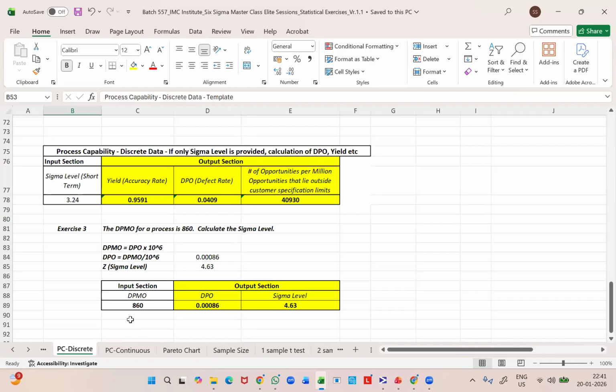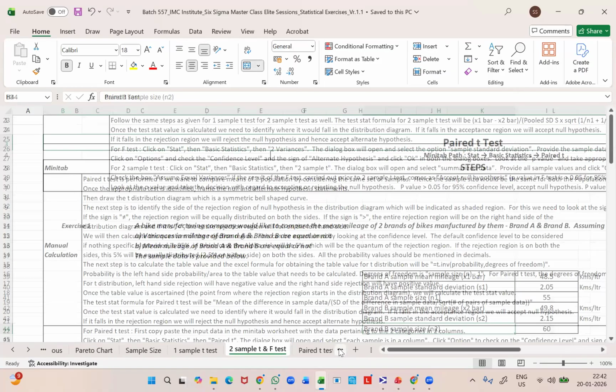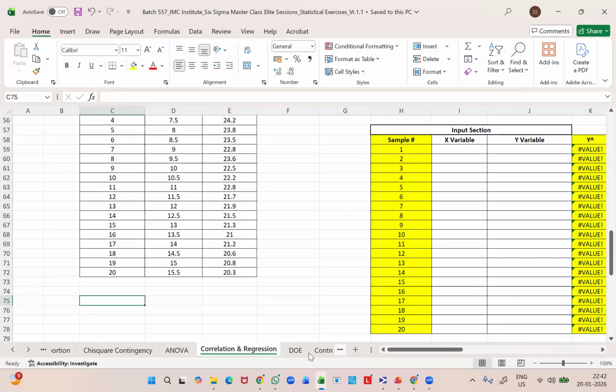But if you're using the template, just provide the DPMO value alone in this template. You will get to see the DPO value as well as the sigma level. So the appropriate sigma level can be chosen from the multiple choice. Right? So the template references are provided even for these types of problems in the template reference sheet.